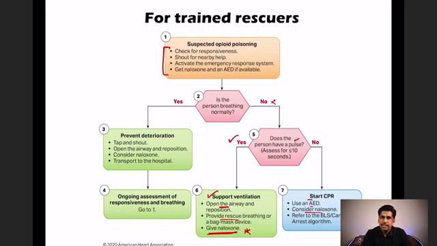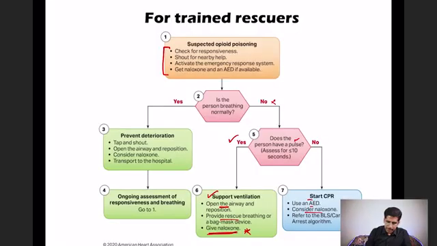So now there is no such update about this opioid management. The only difference is they have given a separate algorithm for the lay rescuers and a separate one for the trained or healthcare rescuers. Coming on to the next one.